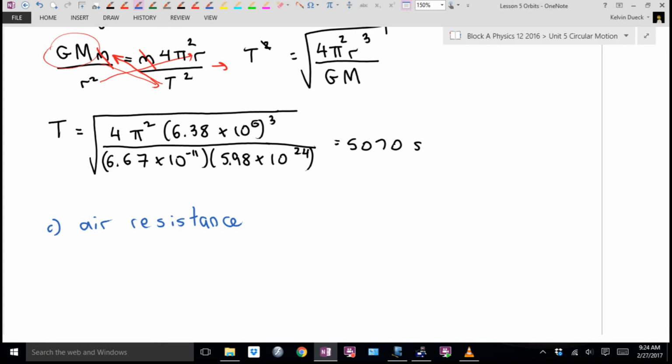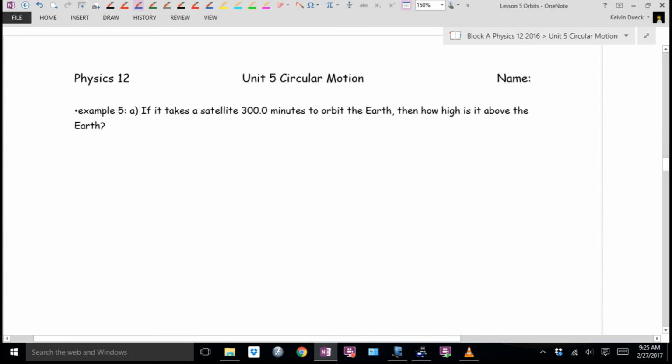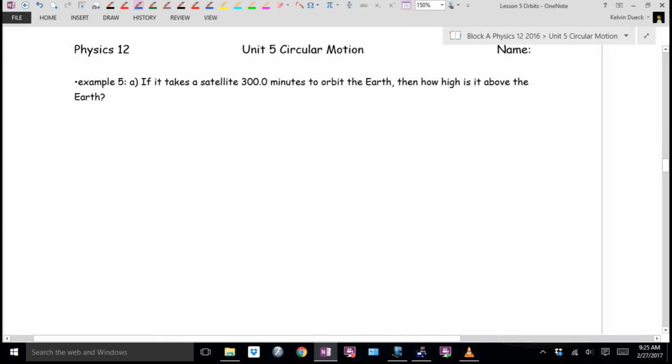Example 5. If it takes a satellite 300 minutes to orbit the Earth, then how high is it? So now we're going to reverse the question. Let's suppose you are the U.S. National Security Agency and you want your satellite to orbit the Earth every 300 minutes. How high should NASA put it?